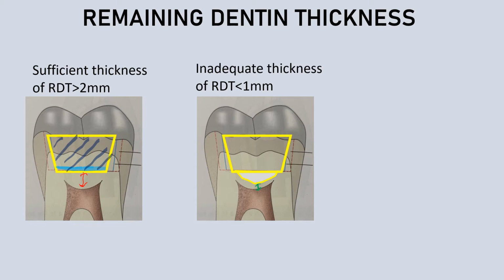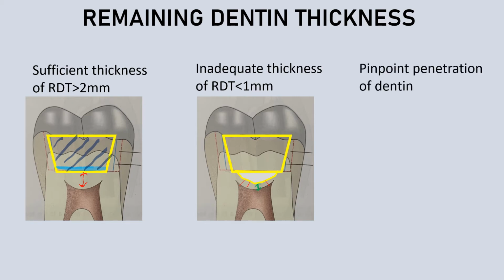And these exposures are large enough to allow direct access to the bacteria and the fluids to the pulp, and it can cause an exposure. So what do we do? In this case, we will perform the procedure of indirect pulp capping.